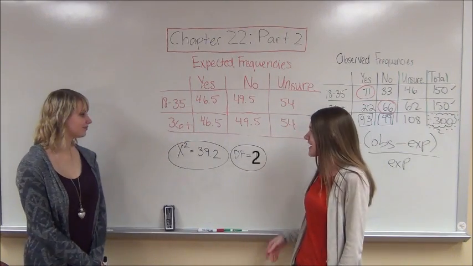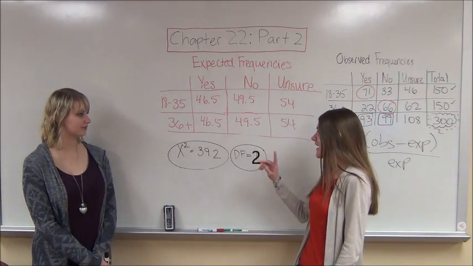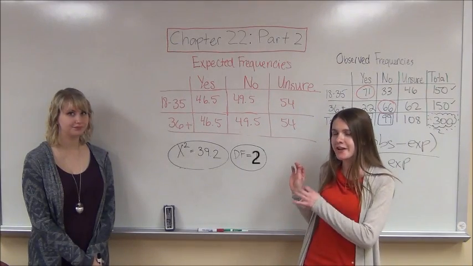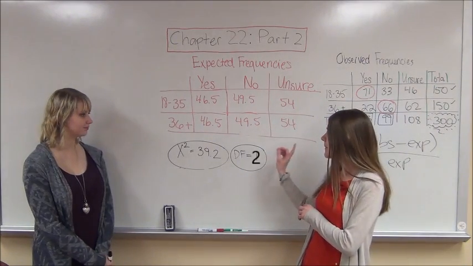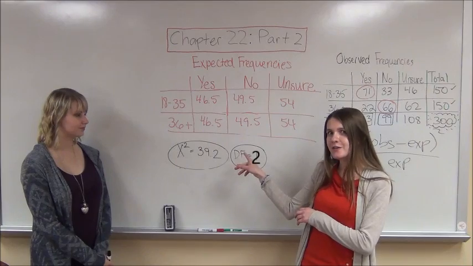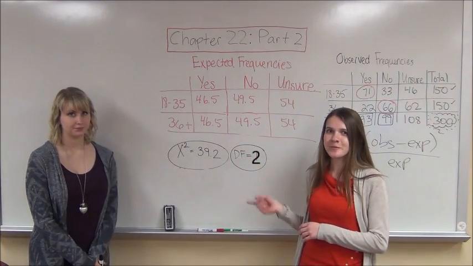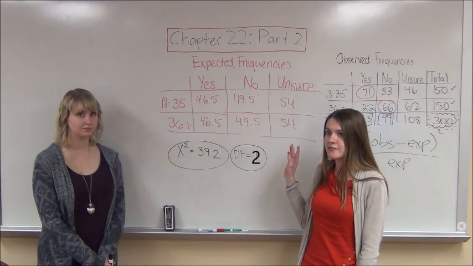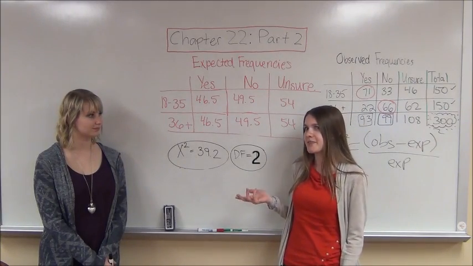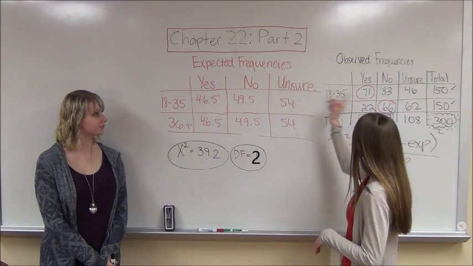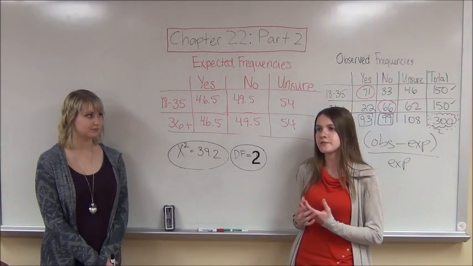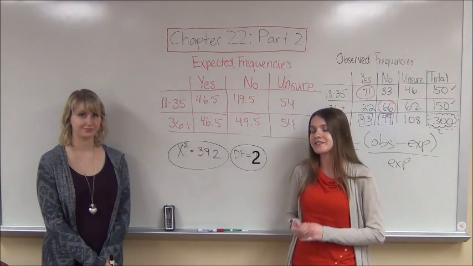Alright, so now that we have the chi-square test statistic and the degrees of freedom, we need to find the p-value. When you go on the chart and look up where these numbers fall, you end up getting a p-value of less than 1%, which means that you would reject the null and accept the alternative hypothesis, which means that the differences between the observed and expected frequencies are too large to be due to chance, and the results are statistically significant.